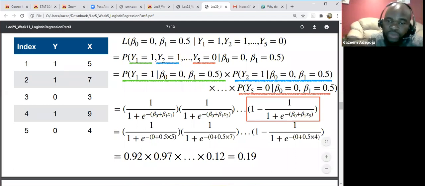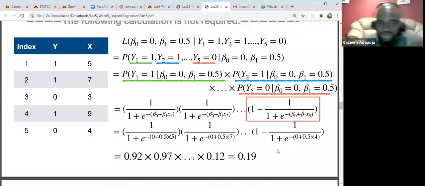Okay, I'm going to do the same to the second component. In the second component, I'm still using a 0 and a 0.5 in my parameter, but what I'm going to be plugging in on the x2 is actually going to be 7. Okay, look at that. When I plug in that and I compute that, that will give me 0.97. I'm going to continue to do that until I get to the last one.